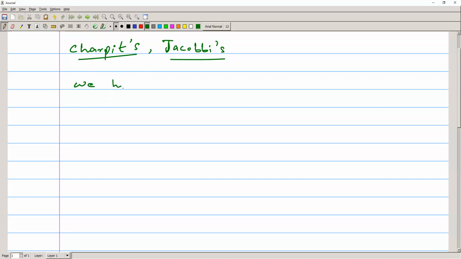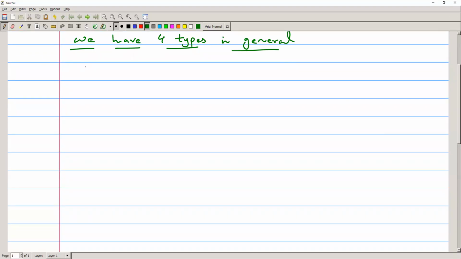We have four types in general. So we'll discuss four types, and we will discuss how to solve them, how to substitute. So let's talk about type one.